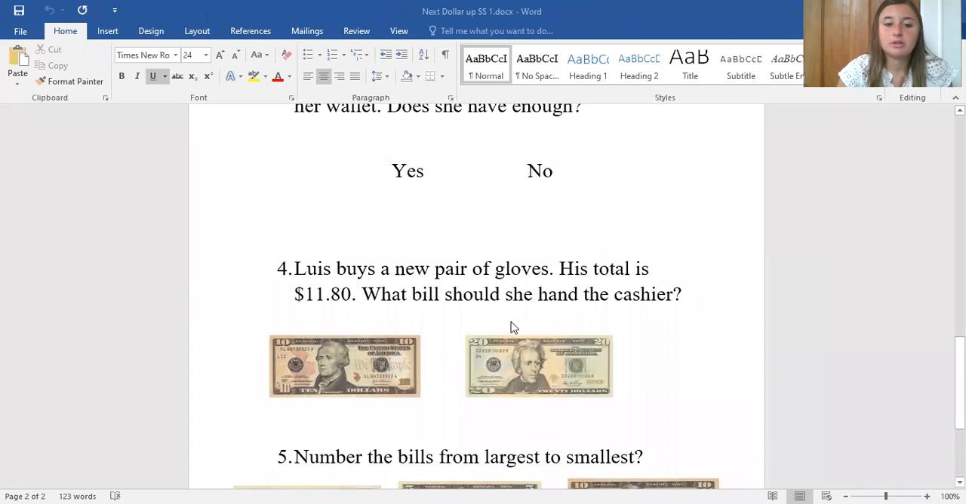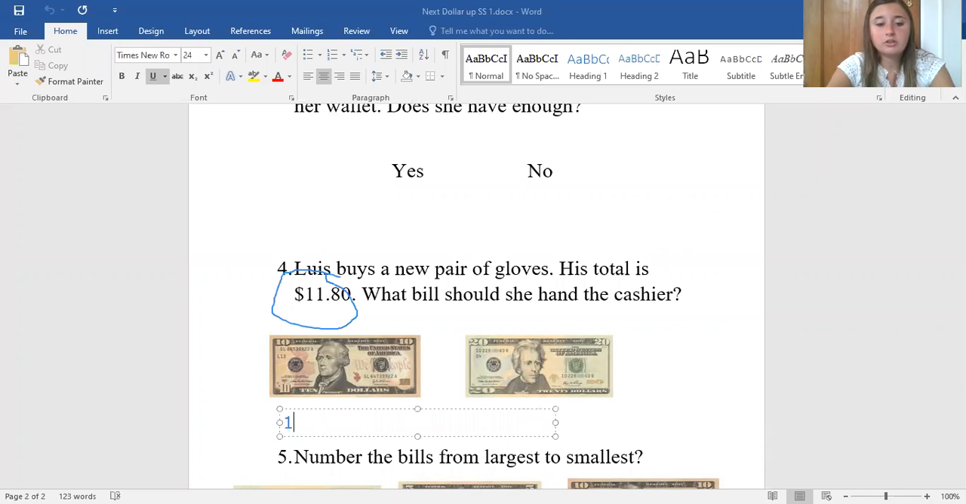All right, 2 more problems. Luis buys a new pair of gloves. His total is $11.80. What bill should he hand to the cashier? So should he hand a $10 or a $20 bill? So this is another time where we can use a number line.